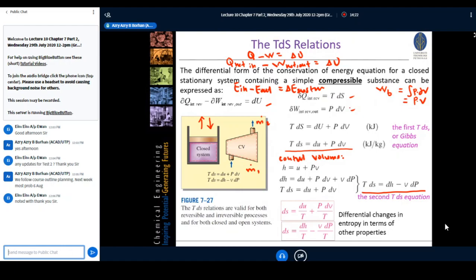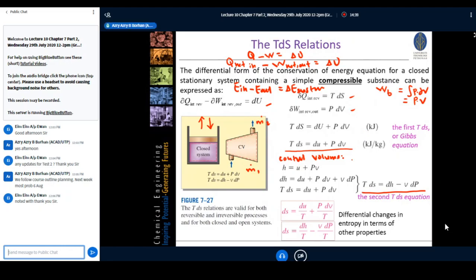So substitute these two equations into your energy balance, right? You will end up with TdS equals dU plus P dV. This is called the first TdS or the first Gibbs equation, right?